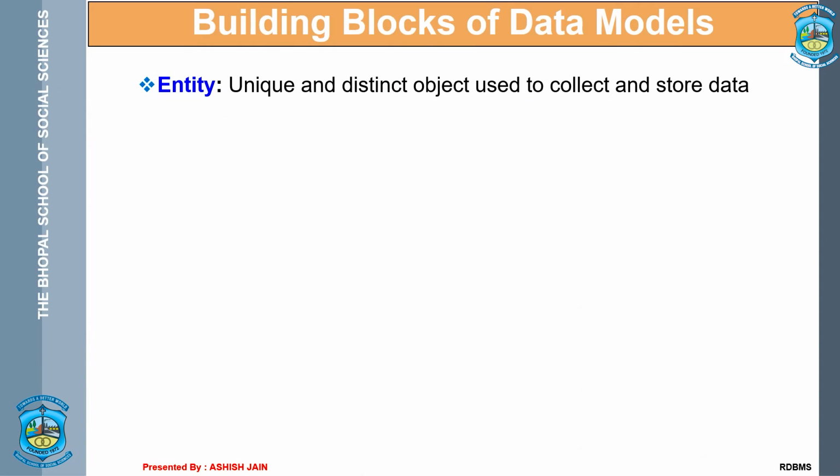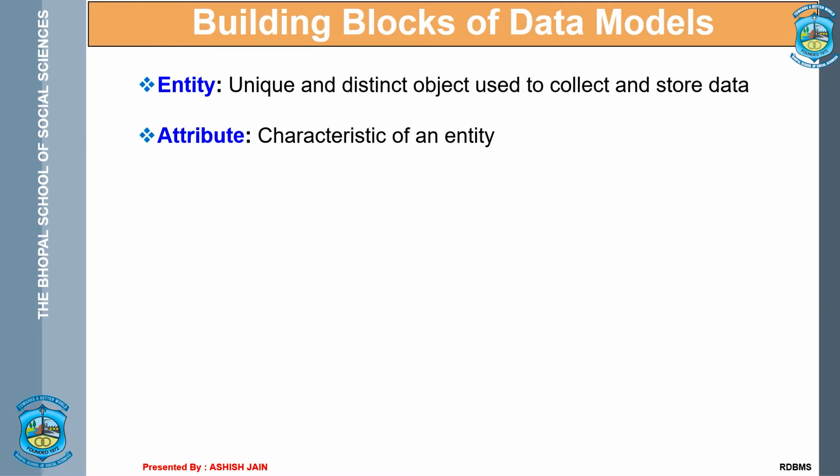Now the building blocks of the data models. The first concept is entity. What is an entity? An entity is any unique and distinct object used to collect and store data. For example, we want to store data about a student. So how do we collect data? We collect information regarding the student, like the student's roll number, name, father's name, address, class, percentage, and so on. All this together constitutes information about one particular thing, and that thing is our student. So we will consider student as an entity. An entity always has a real world existence.